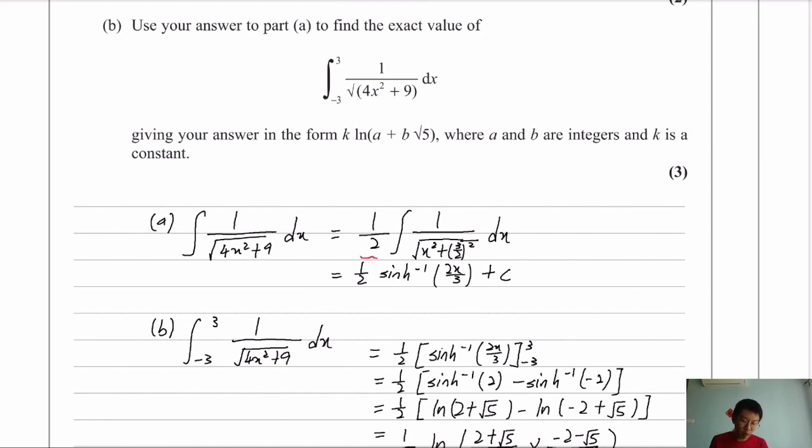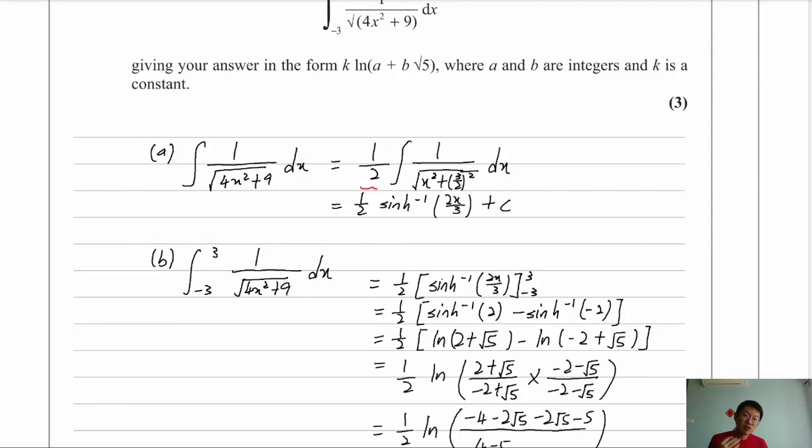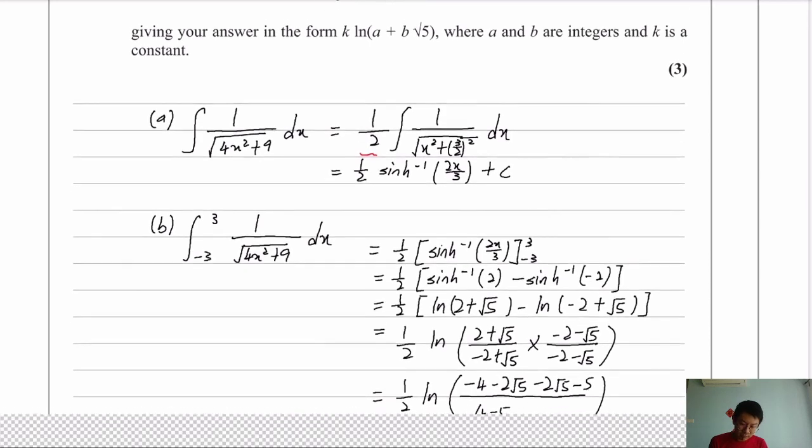So this is why we get 1 over 2. And once we factorize the 4 out, the constant inside the root, we get 9 over 4, which can be written as 3 over 2 squared. So from there we just apply what we have in the integral. So for this one, we will actually get arcsinh of 2x over 3 in that case. So that will be the value for part A.